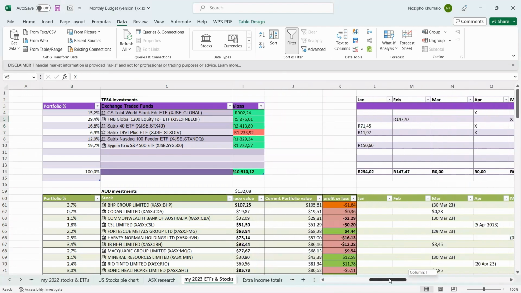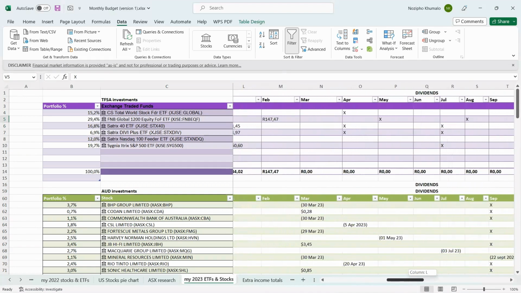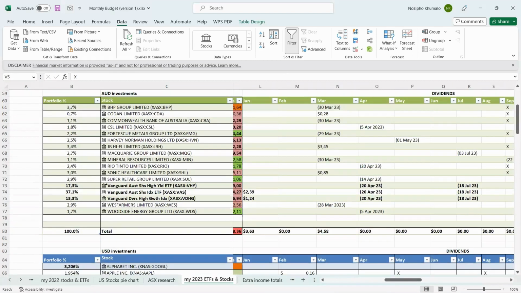Moving on to my Australian investments, I'm not going to show you the dividends for the shares, otherwise this video is going to be too long. I'm just going to show you for my ETFs. So I've got 3 ETFs in my Australian account. I've got the Vanguard Australian Shares High Yield Index ETF, or VHY for short. So I recently started buying VHY.